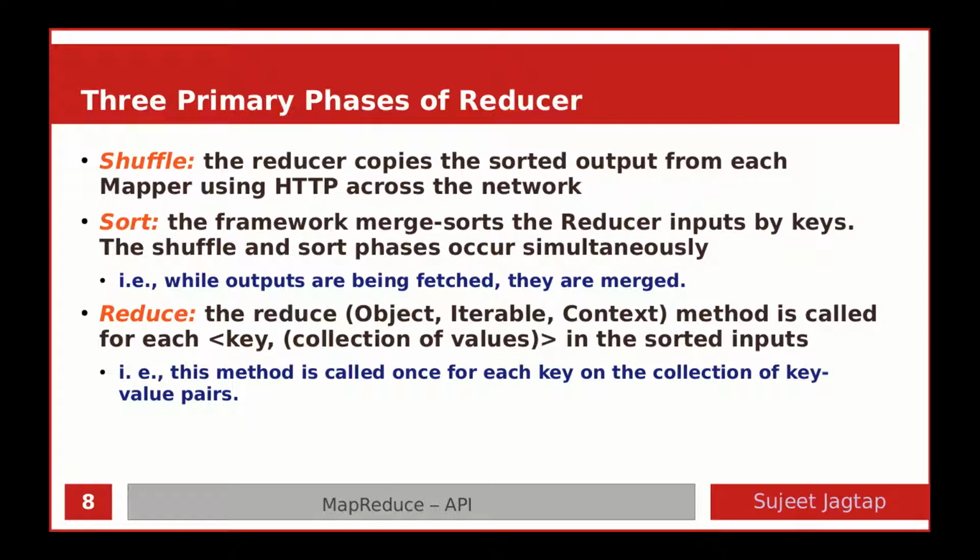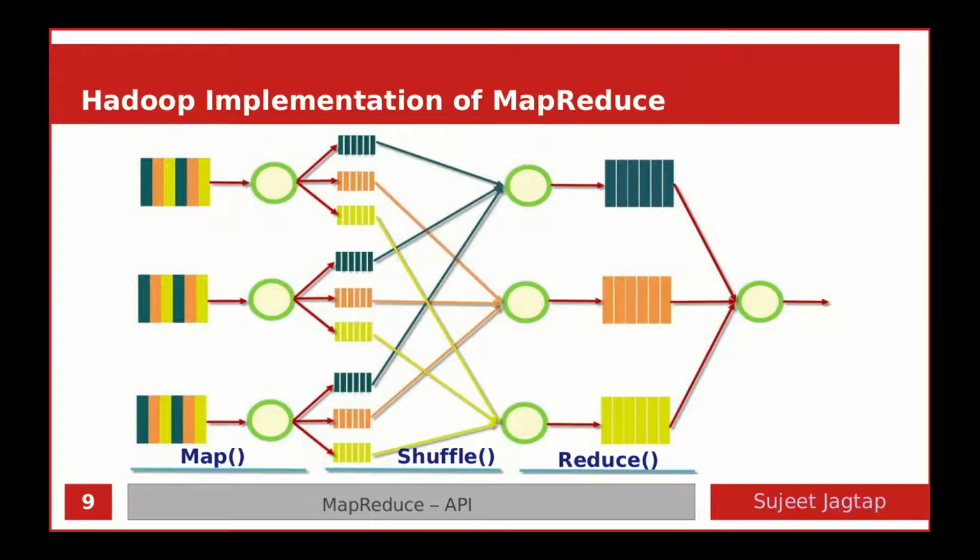Reduce is one of the most prominent methods of the reducer class, and with all this we will go for the Hadoop implementation of MapReduce. So MapReduce is basically a framework that is used for writing applications to process huge volumes of data on large clusters of commodity hardware in a reliable manner.